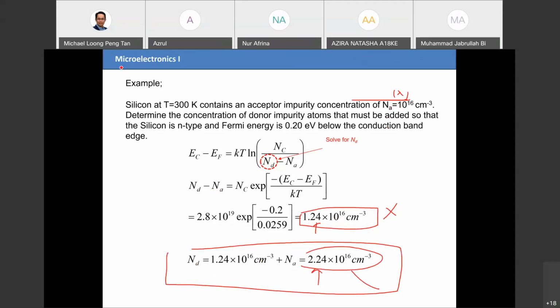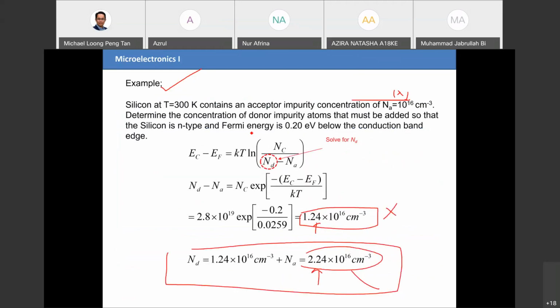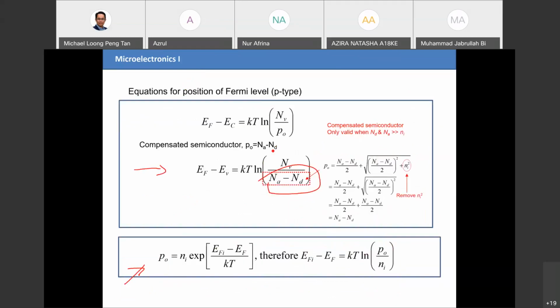Okay, so this example is a very good example because it will make you think. So that is why I showed these previous two slides first. Because normally, if I just straight away jump to here without telling you how I got ND minus NA, then students will get confused. They say that how can you just put PO equals ND minus NA?